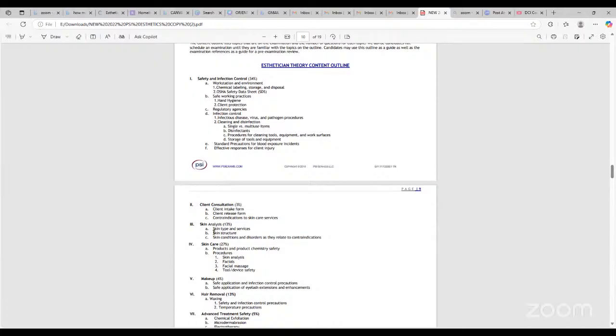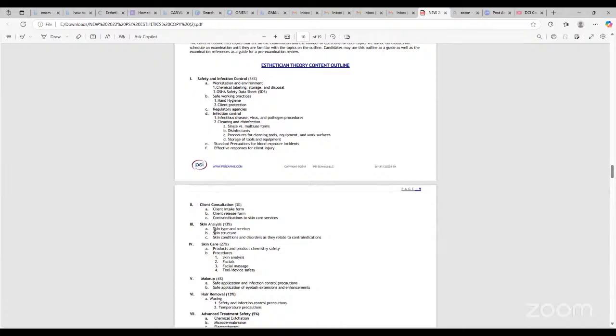Here are the areas for you to study. If you're an esthetician student and you know you're going to have 13 questions out of skin analysis, I don't want you all over the place. I want you to go to your chapter for skin analysis and look at the objectives. You're going to find skin type and services, that's where some questions are going to come from. Skin structure, that's where questions are going to come from. And then skin conditions and disorders as they relate to contraindications. That's where your questions are coming from.